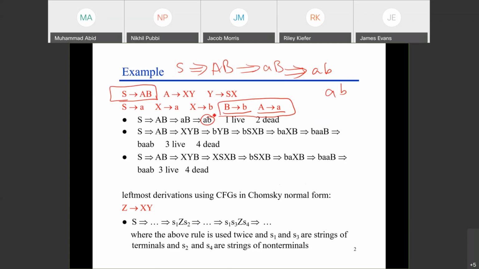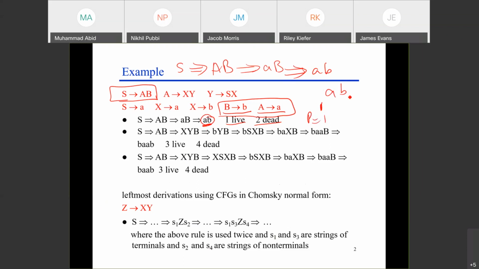B can be replaced by B, A can be replaced by A. So these are two dead production rules. And I wrote it here, one live, two dead. So we use one live and two dead. Now we are saying that we can guess what will be the length of this word. Let's say the machine does not see the length of this word, but we can guess that. How many? Our live production rules are 1. So in this case, P is equal to 1.